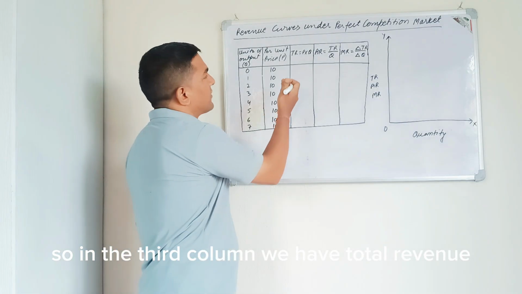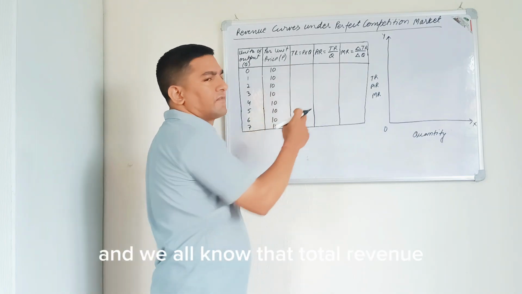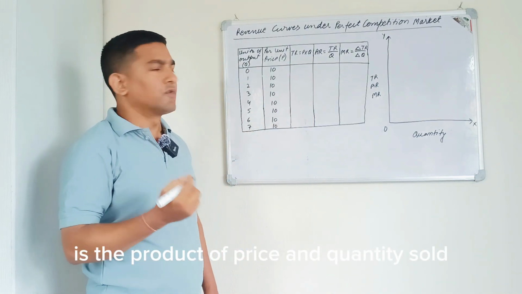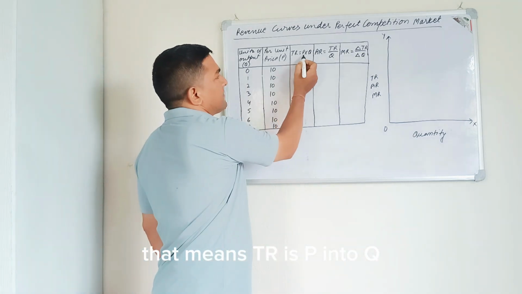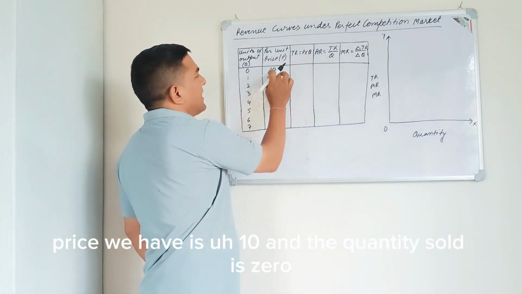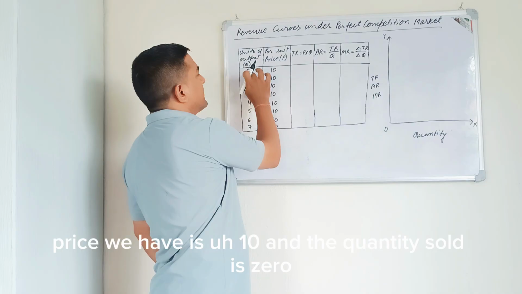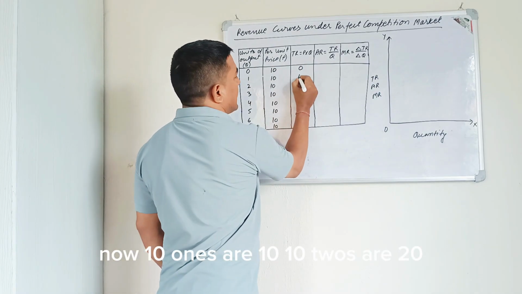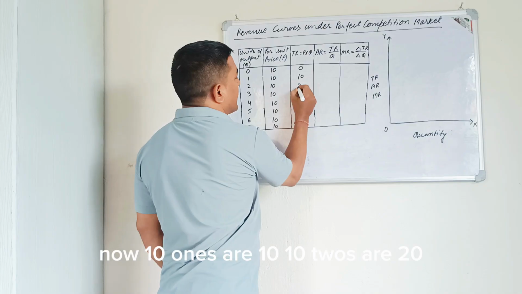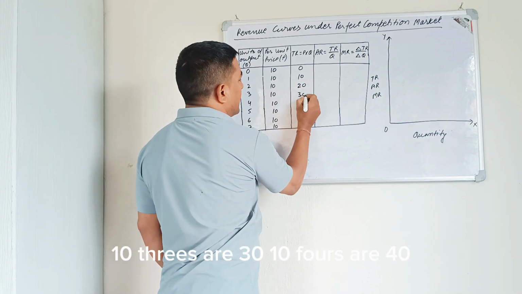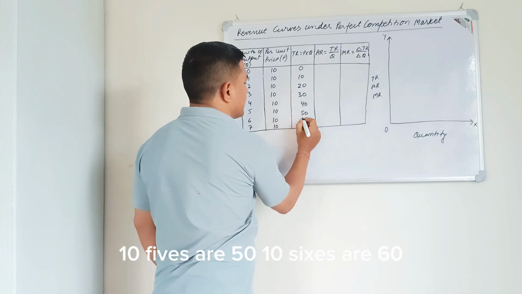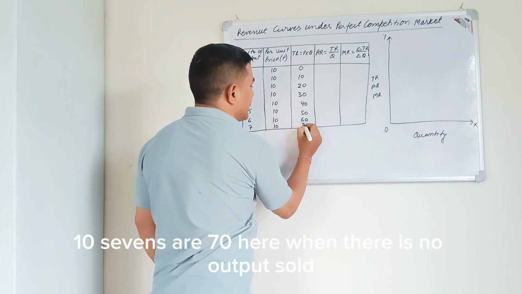So in the third column, we have total revenue, and we all know that total revenue is the product of price and quantity sold. That means TR is P into Q. Price we have is 10 and the quantity sold is 0. 10 into 0 is 0. Now 10 ones are 10, 10 twos are 20, 10 threes are 30, 10 fours are 40, 10 fives are 50, 10 sixes are 60, 10 sevens are 70.